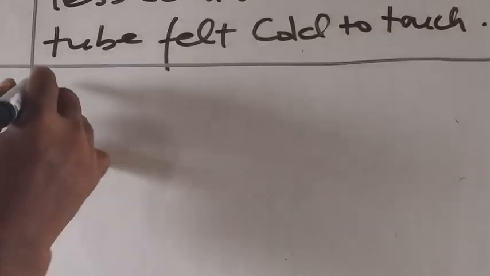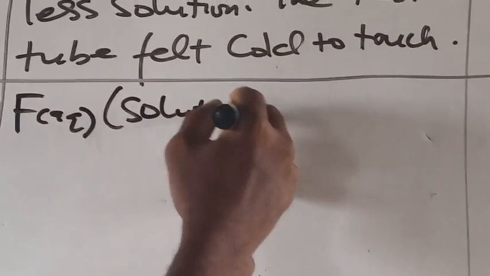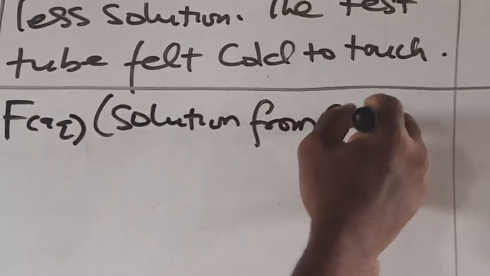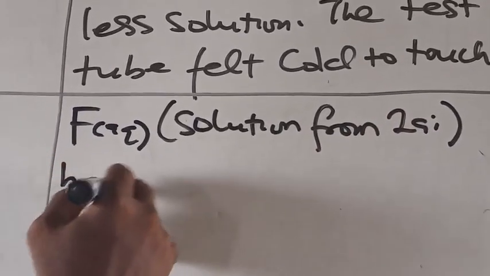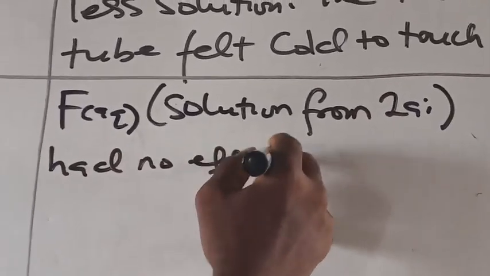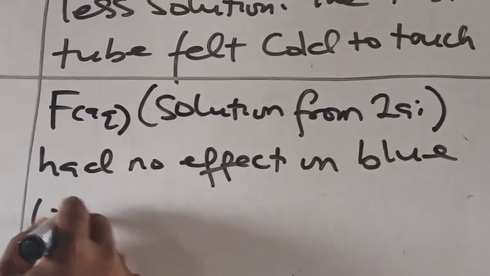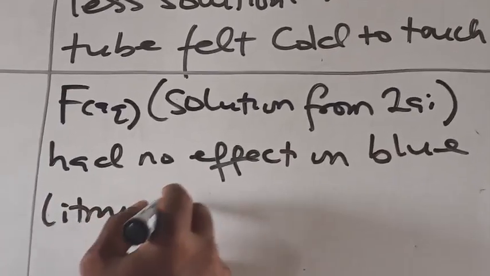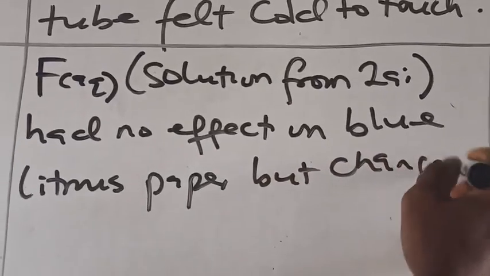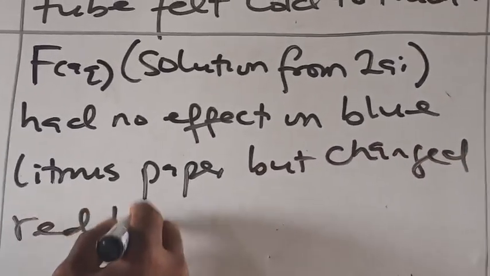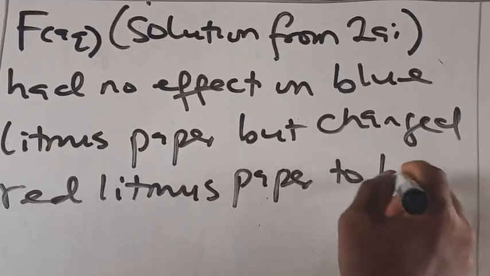So observation will say F aqueous or solution from 2AI, that will represent, had no effect on blue litmus paper, but change red litmus paper to blue.